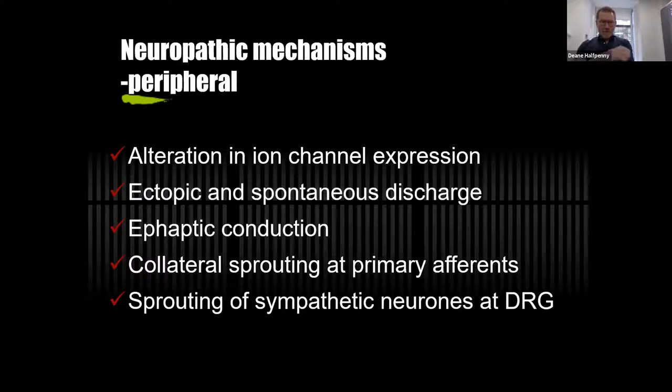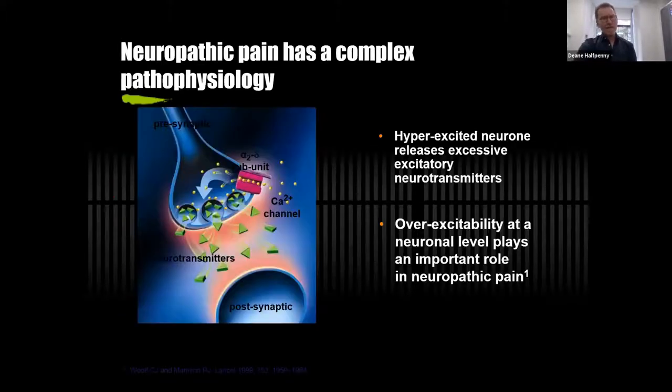We also tend to find that there's collateral sprouting at the primary afferent. So in fact, when you've got a neuropathic pain segment, the adjacent areas will start looking for normal pain signals. And so you will get sprouting at primary afferents looking for what the brain perceives to be normal, because this neuropathic pain is frankly quite abnormal, and our brains are not really used to it. And similar things happen at the dorsal ganglion as well.